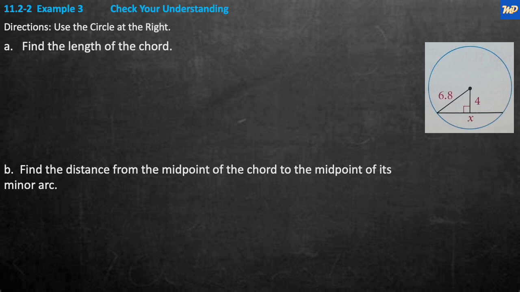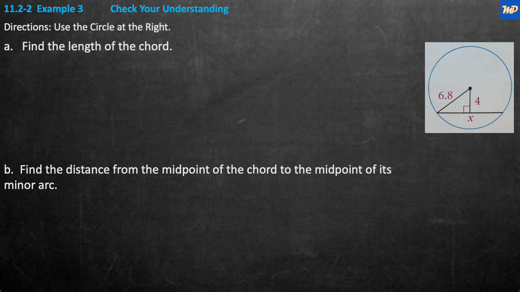Okay, example 3, check your understanding. They would like you to use the circle at the right to A, find the length of the chord. The chord is X, is the length of the chord. And B, find the distance from the midpoint of the chord to the midpoint of its minor arc.